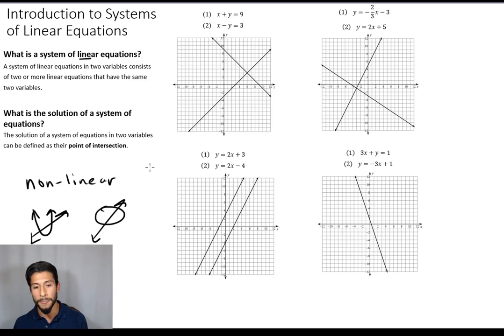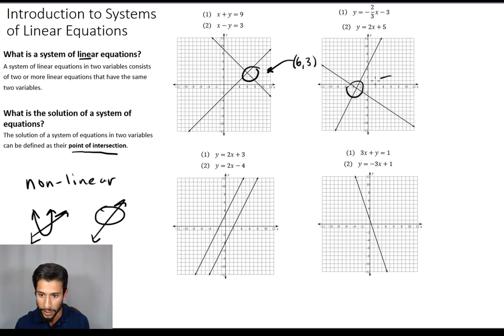The next thing you have to understand is what a solution to a system of equations is. Graphically, it's their point of intersection, right? On a graph, it's their point of intersection. And that's super important on the SAT because a lot of times they won't ask you what's the solution, they'll just ask you what's the point of intersection. And you have to realize that they're asking you for the solution. So here, for example, the point of intersection is 6, 3. Here, it's -3, -1.